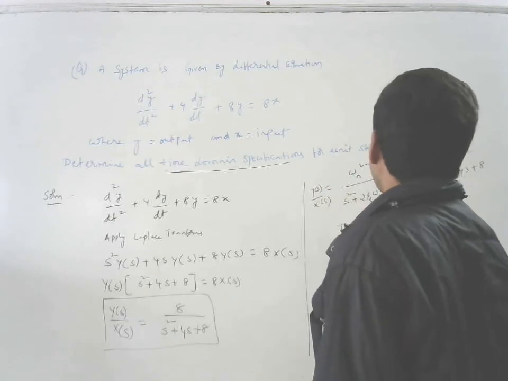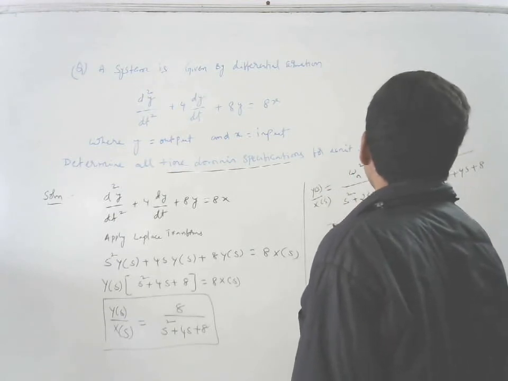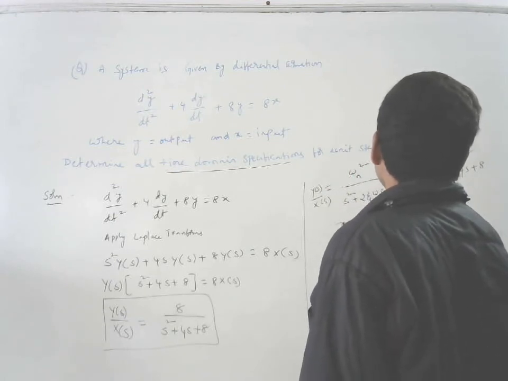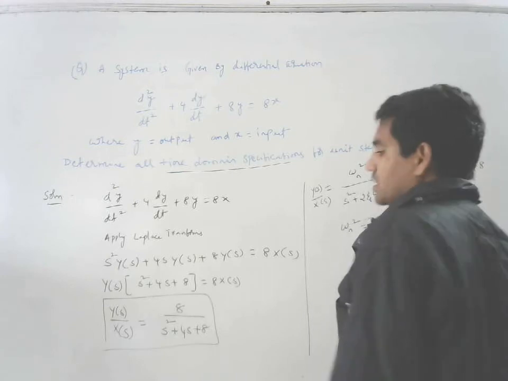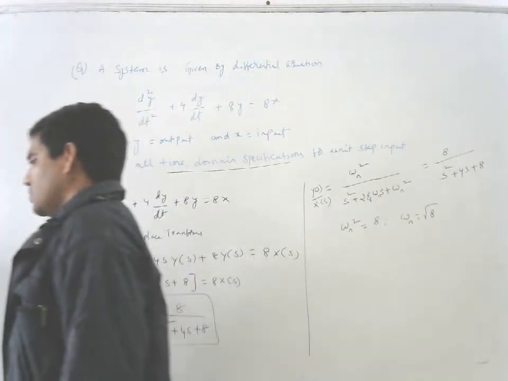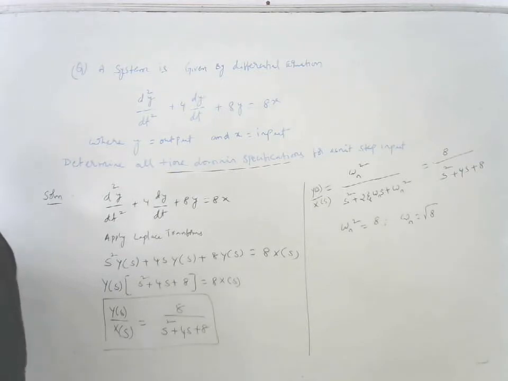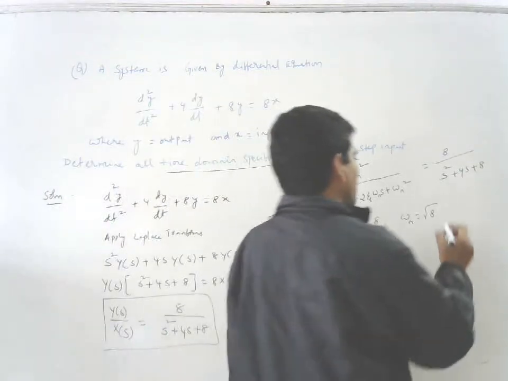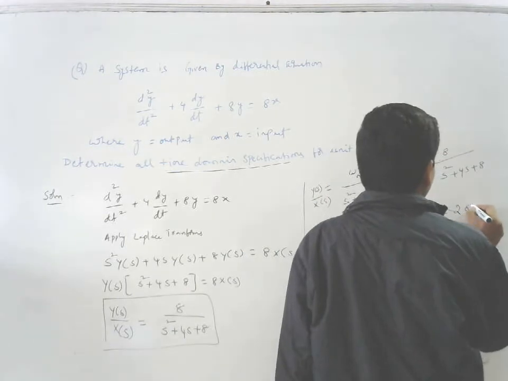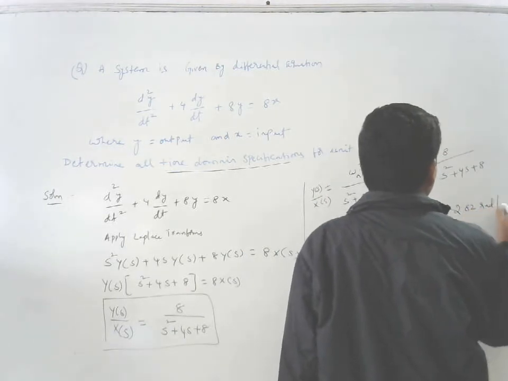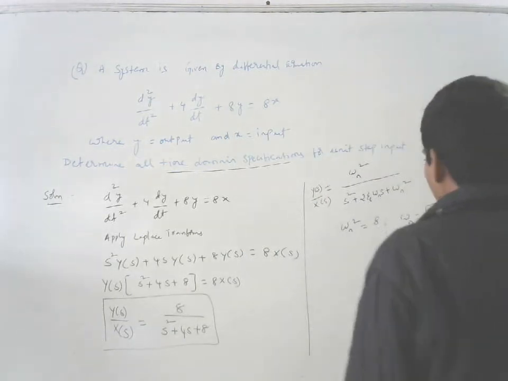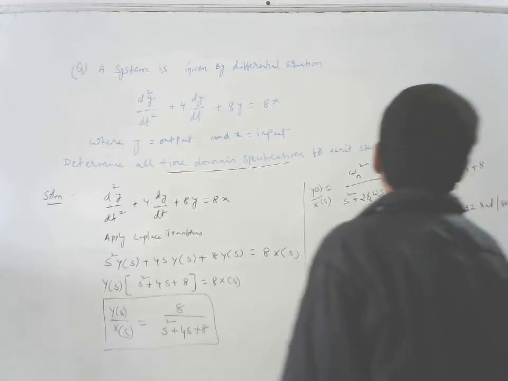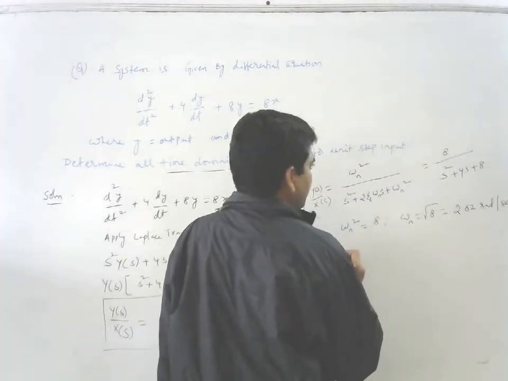Now what is the omega n square value? 8. Omega n is equal to square root of 8. What is the square root of 8 value? Square root of 8, 2.82 radians per second. Why? Because that is the frequency, 2.82 radians per second, omega n value.